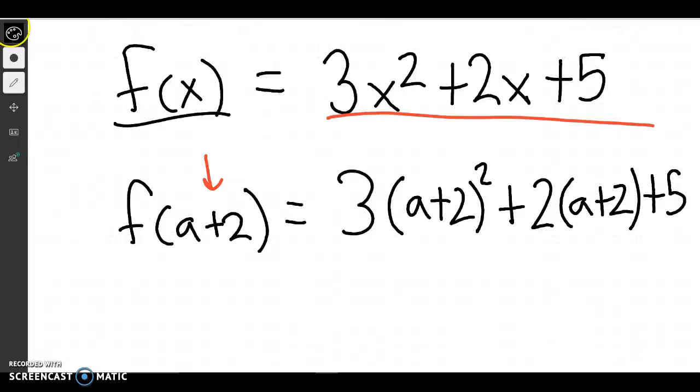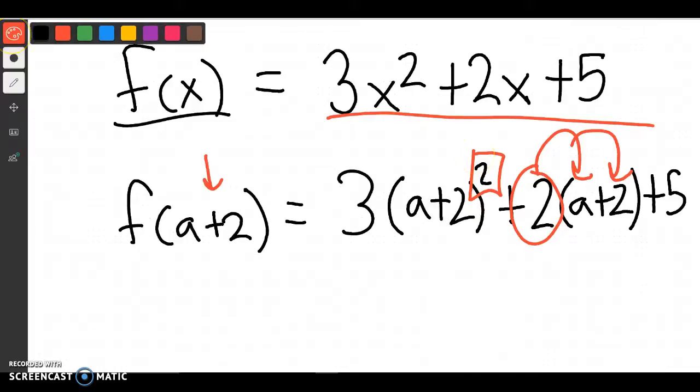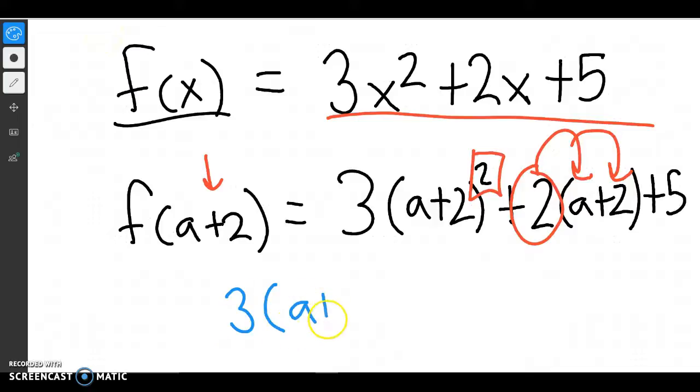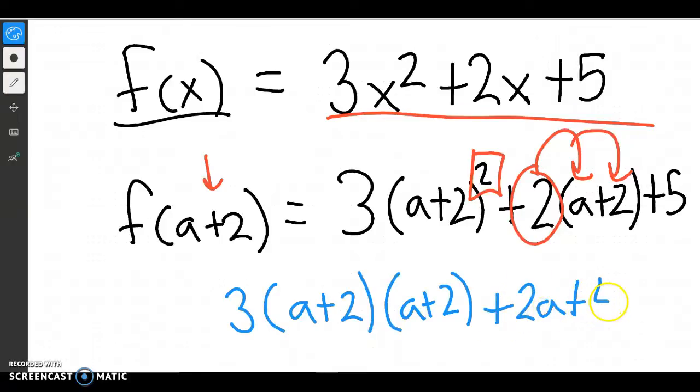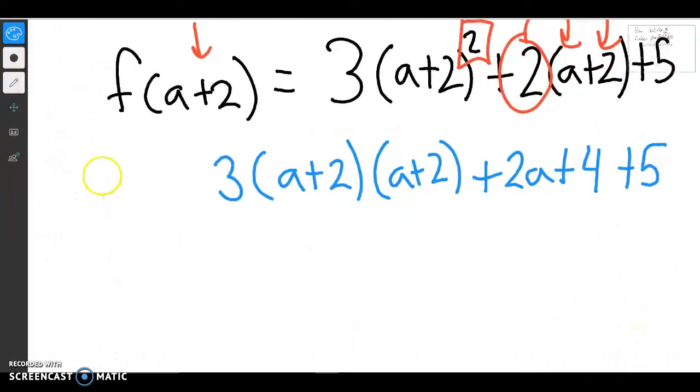So a couple things we're going to have to do. First thing, we'll have to take this and distribute it to each of those things. And then we're going to have to deal with the squared. So let's deal with the squared first. So here's my new equation of 3 times a plus 2 squared, plus 2 times a plus 2, plus 5. When I distribute this, I should get plus 2a plus 4 plus 5.